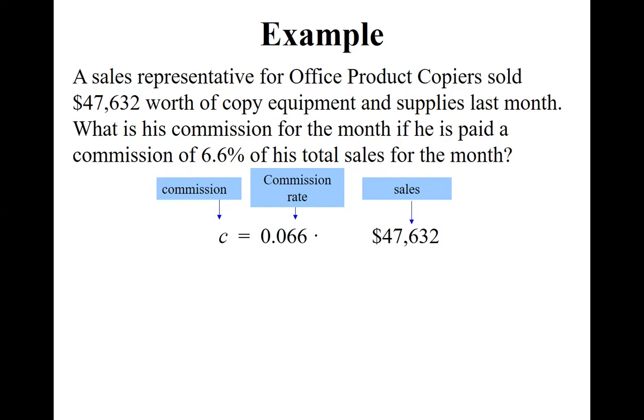0.066 times 47,632 is 3,143.712, but this is money. So $3,143.71.